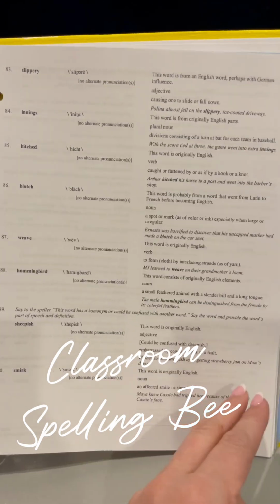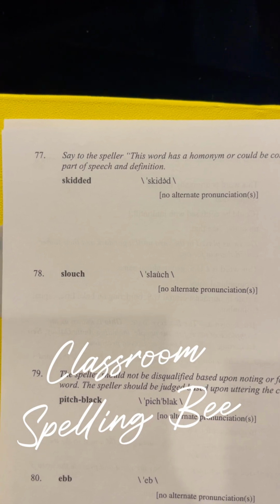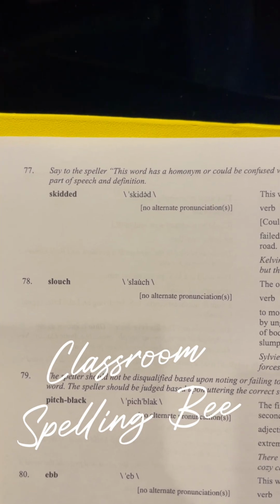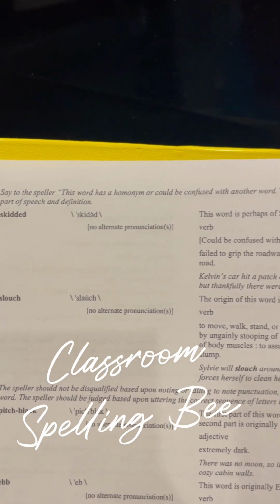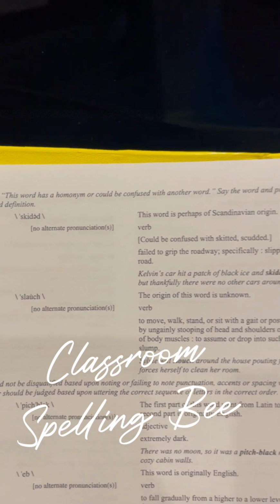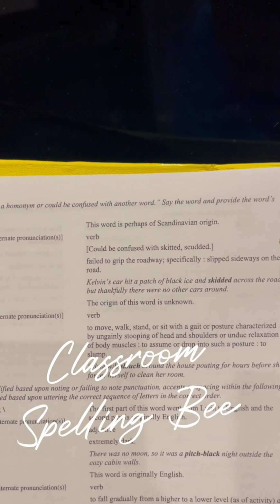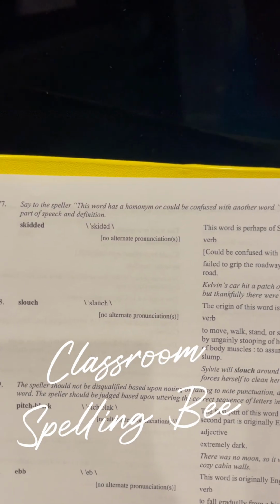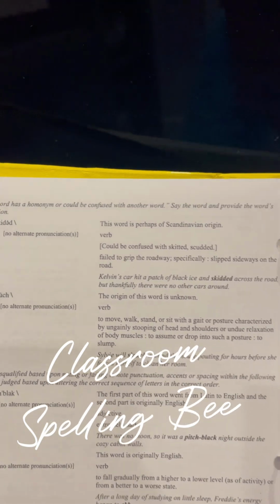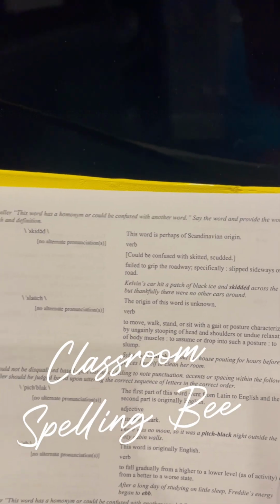If the word is a homonym, it will say it. So, for example, number 77 says, say to spell it, right? This word has a homonym and could be confused with another word. If that is the case, you're going to tell the part of speech and the definition before they even spell.